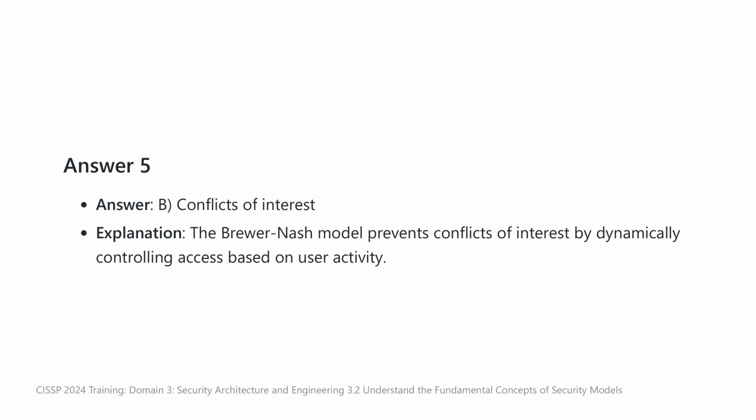Answer 5 is that the Brewer-Nash model aims to prevent conflicts of interest. This model dynamically controls access based on user activity, ensuring that individuals can't access information that would create a conflict of interest. This dynamic approach is essential in environments where user roles and activities may change, necessitating real-time adjustments to access controls. Understanding this model is crucial for implementing robust security architecture and engineering frameworks that mitigate risks associated with conflicts of interest.